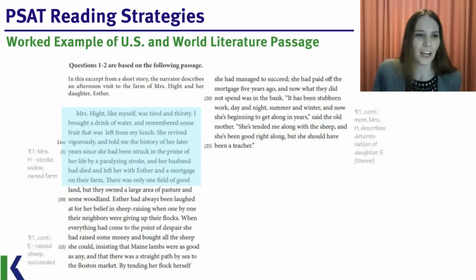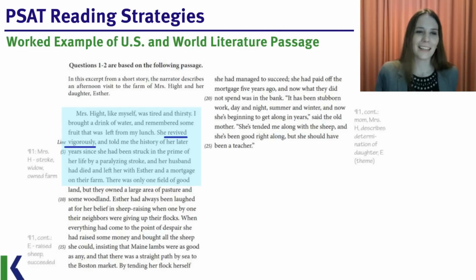But what we see here is that we know this is about Mrs. H. Mrs. H had a stroke. Mrs. H is a widow. Mrs. H owned a farm. So these first two sentences are our author's description of Mrs. H. And we can look and we can see some of these strong words. We know that she revived vigorously. So we know that Mrs. H is not some frail woman, but in fact, she revived vigorously. She's got some vigor. We know that she had a stroke in the prime of her life. We know her husband died, and we know that she has Esther. Let's pause for a moment. Who is Esther? And where did we learn this information?